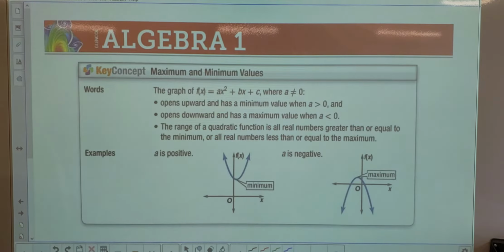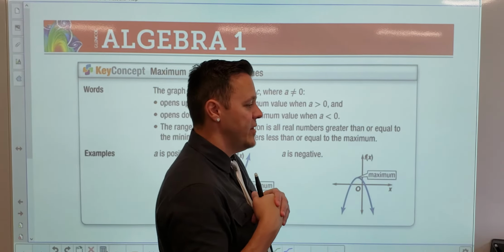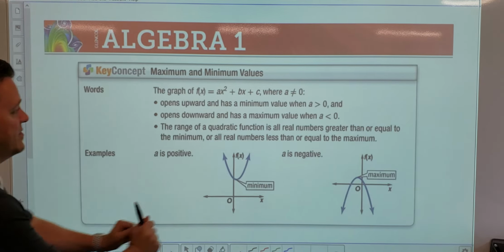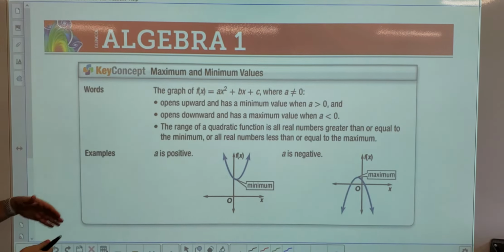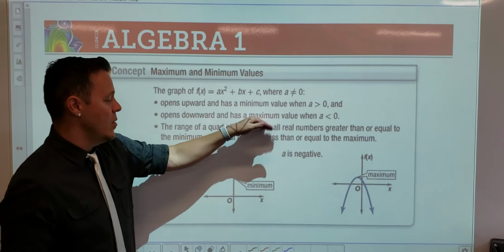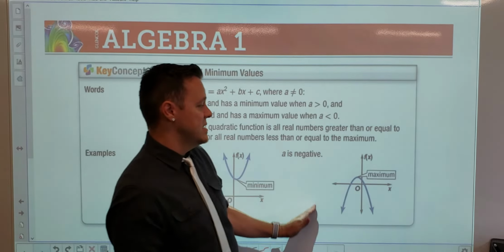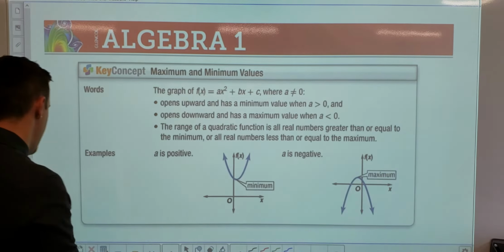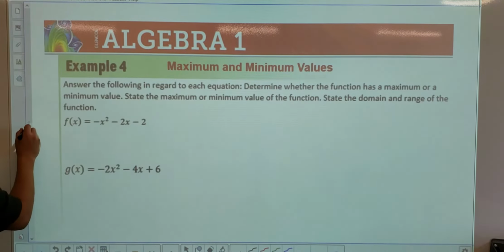Please let us know. All right, now we're just going to identify maximums and minimums real quick. We're going to have to find out what the vertex is. We're going to have to see if it's a maximum or a minimum. And then it depends on what the A value is. So if the A value is positive, it's always going to be a minimum. If the A value is negative, it's always going to be a maximum. Okay, so that's the first thing we're going to realize here.